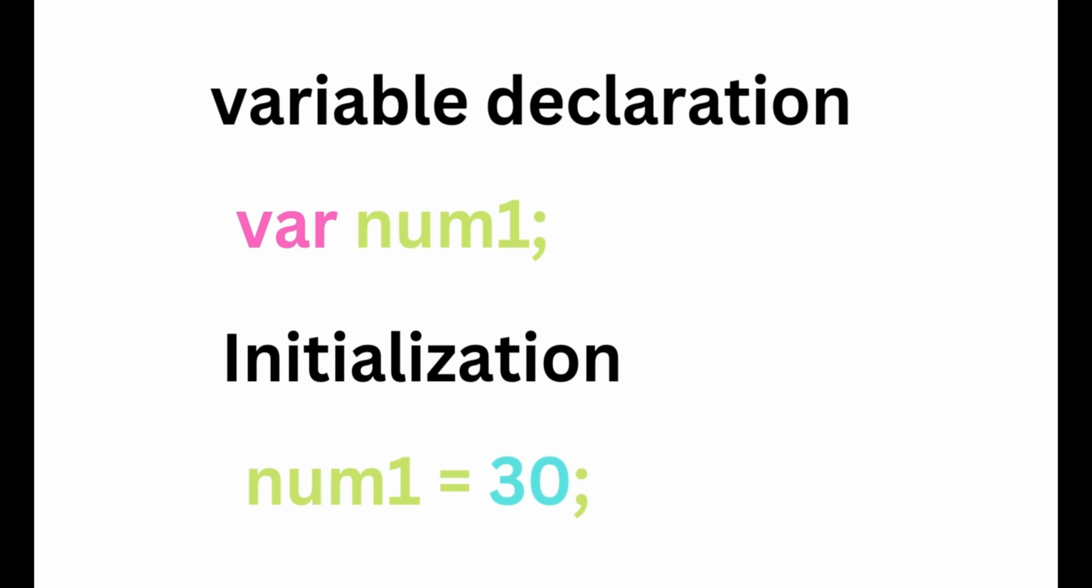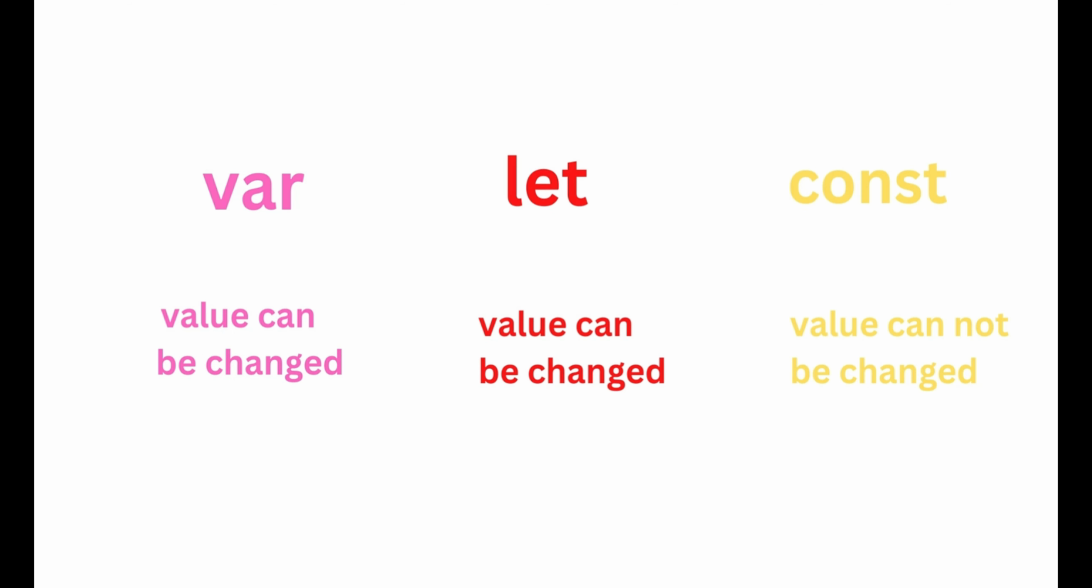There are a total of two steps. First is variable declaration. Variable declaration is the step where you assign a name to the variable. This is known as variable declaration. After that, when you assign a value to that variable, this is known as initialization. Variable declaration and initialization can be done in the same step.